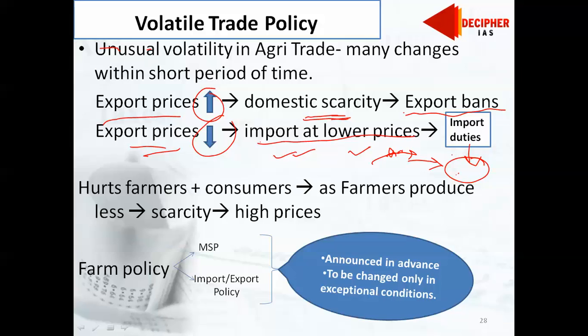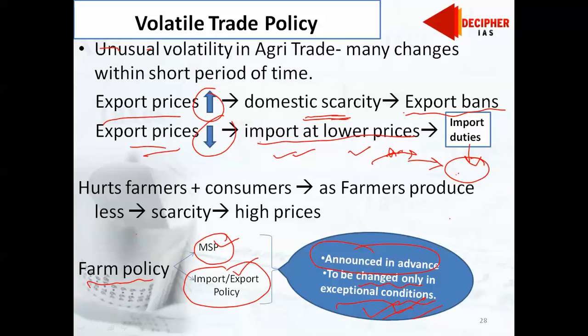Now the economic survey suggests that farm policy should include import-export policy and MSP policies, which should be announced in advance, and it should be changed only in exceptional circumstances. So this is very important.